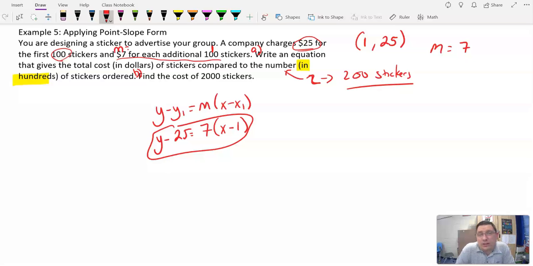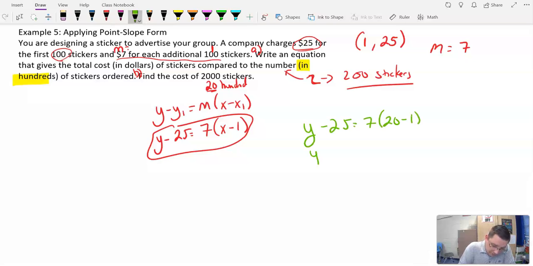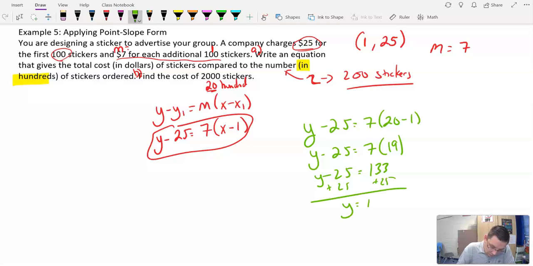Part B says find the cost of 2,000 stickers. Well, 2,000 is 20 hundreds, right? So I'm going to plug in 20 for the x. And so we're going to get y minus 25 is equal to 7 times 20 minus 1. Y minus 25 is equal to 7 times 19. 7 times 19 is 133. We will add the 25 across, and so y is equal to 158. So what does that mean?